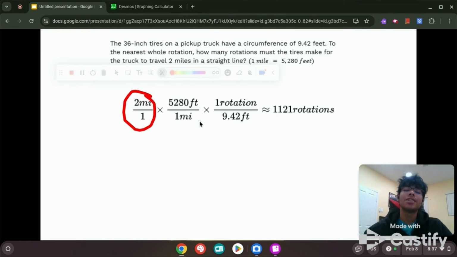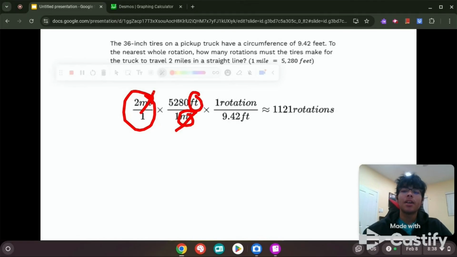Then we want our first conversion factor, which is feet to miles. We want feet in the numerator and miles in the denominator because we want the miles to cancel out here. So 2 miles times 5,280 feet divided by 1 mile.